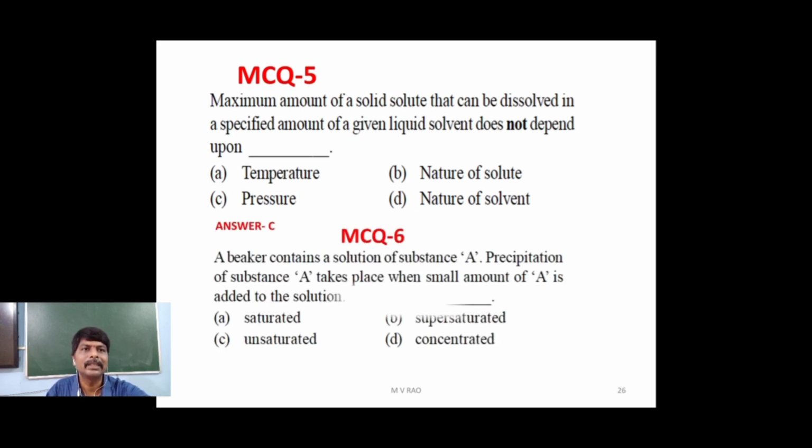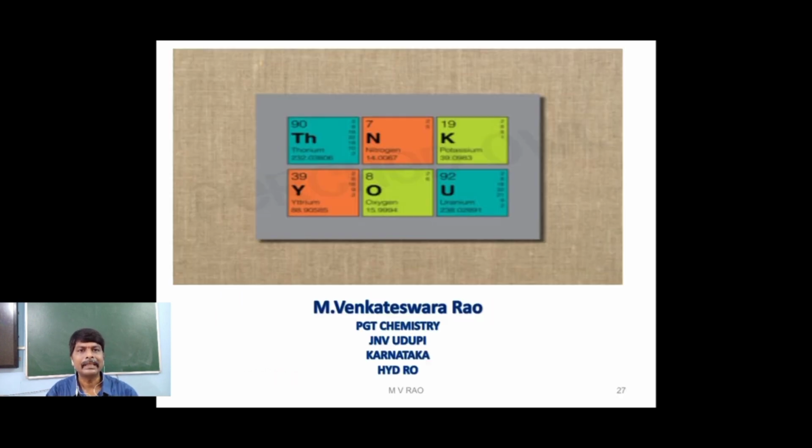Okay, this question is repeated. A beaker contains a solution of substance A. Precipitation of substance A takes place when a small amount of A is added to the solution. This is known as supersaturated. Okay, thank you. In the next class I will explain about solubility of gas in liquid. Okay, thank you.